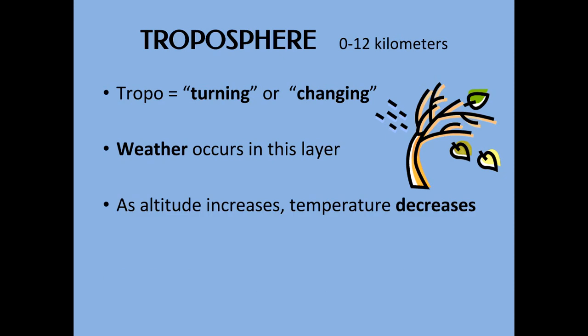Imagine if you were climbing a mountain. As you would climb up the mountain, the higher you go, the cooler you would begin to feel. For every kilometer you increase, the air actually gets colder by 6.5 degrees Celsius. At the very top of the troposphere, the temperature stays about negative 60 degrees Celsius.